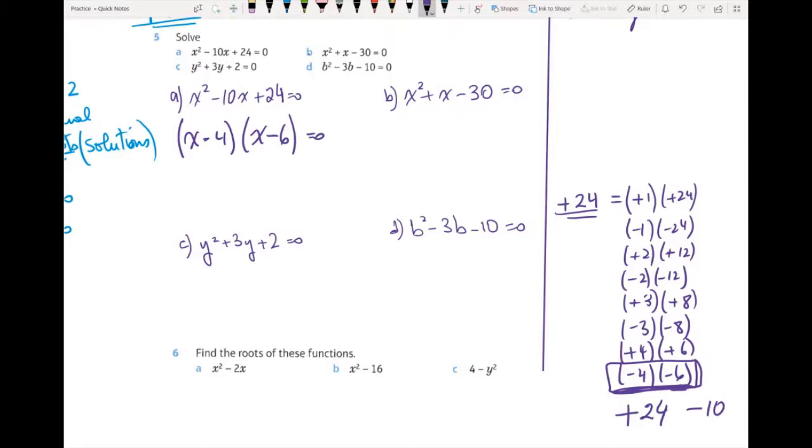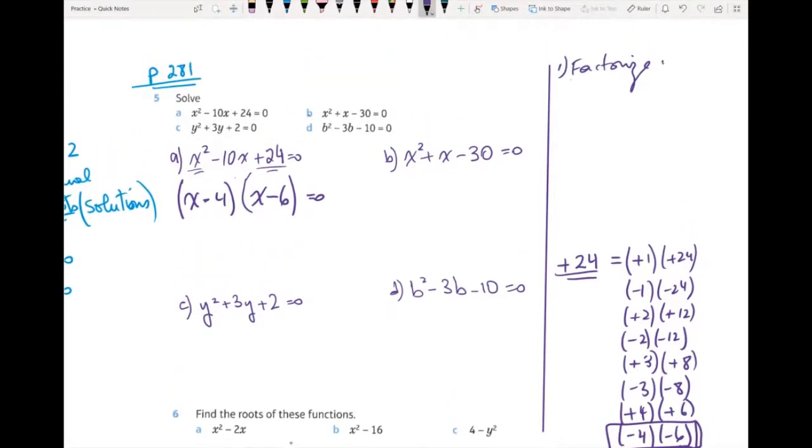So let us double check. x times x is x squared, minus 4 times minus 6 is plus 24. Now we go for foiling. Inner times inner is minus 4x, outer times outer is minus 6x. Add these two up will give you minus 10. So step 1 we're finished with it. Now we go to step 2 and find the solution.